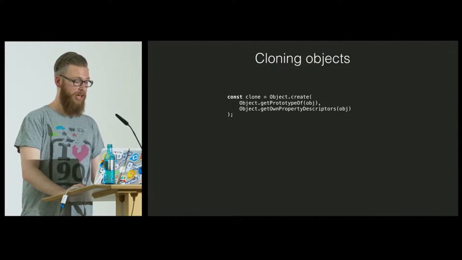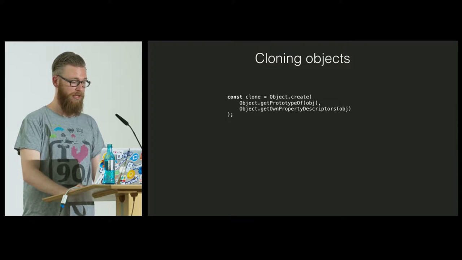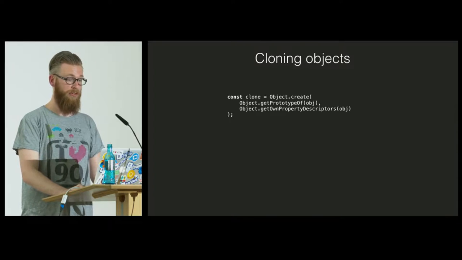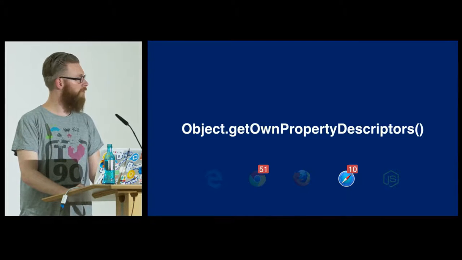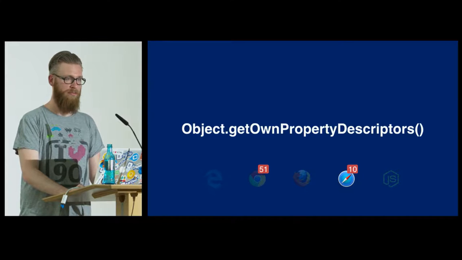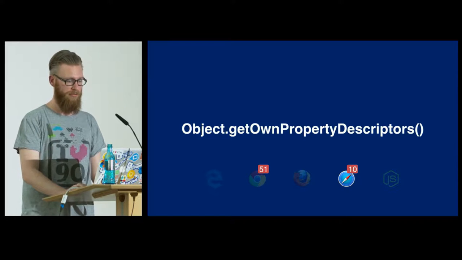And the other thing is cloning objects, which you can easily do with Object.create. You put in a prototype and all the property descriptors, and then you have a clone of it. This is a little bit less well supported. It's in Chrome and in Safari. But I heard that Edge was also working on this.